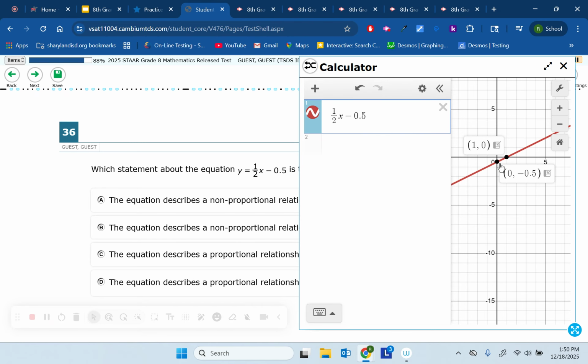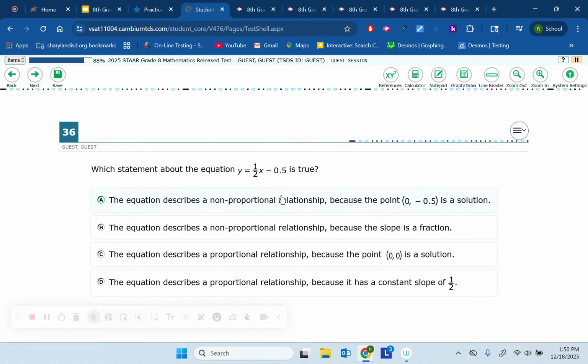See, if I start from here, well, the half is a part that stinks. Either way, it goes one up to the right, one up to the right, one up to the right. So it's a non-proportional linear relationship, and you should say that, because the point 0, negative 0.5 is a solution. No, that's a y-intercept.